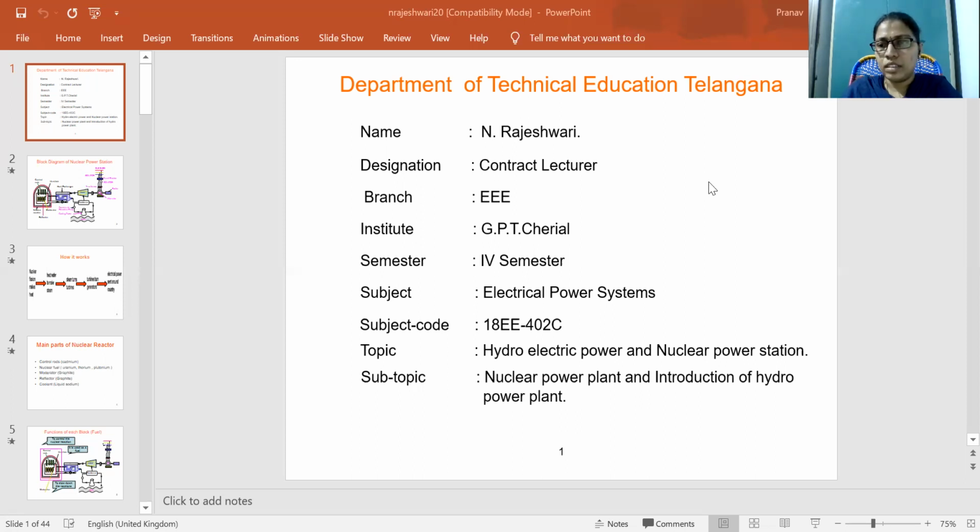In today's class, we will learn about the nuclear power plant operation and also about the hydroelectric power plant, what the requirements are, and the selection of site. So all those things we'll learn in this class.